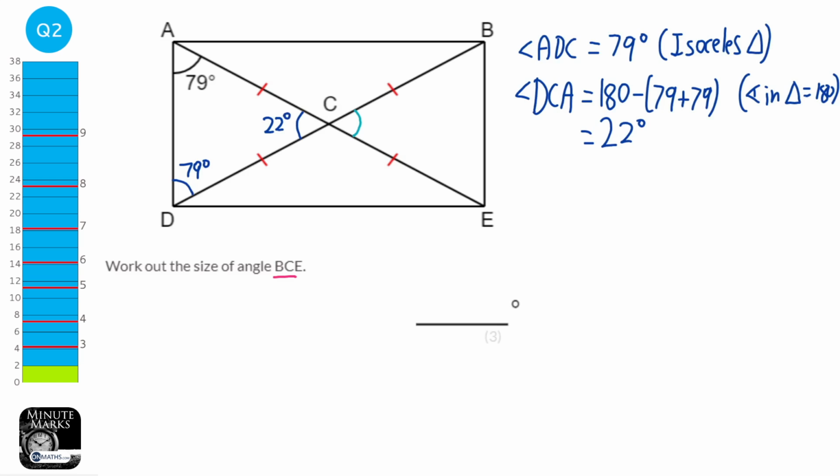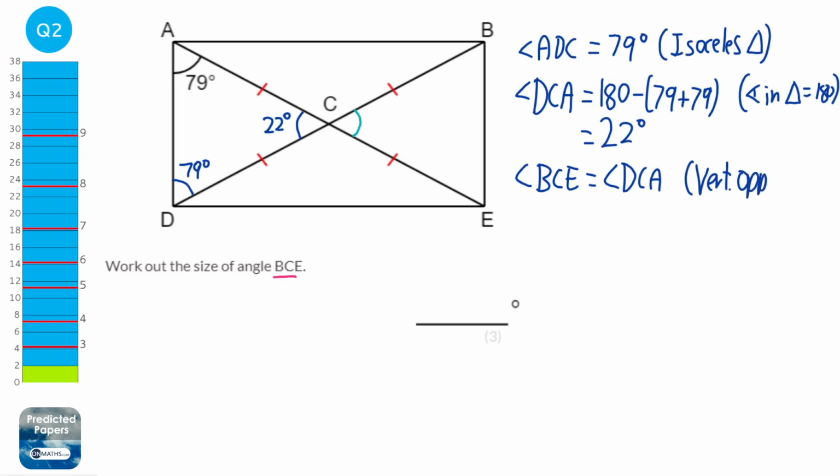And now we can actually work out angle BCE because it's going to equal angle DCA. And the reason for that is they are vertically opposite angles. So that's just going to equal 22 degrees.